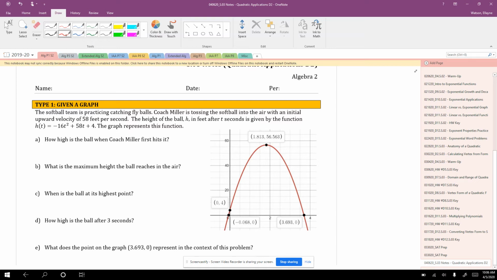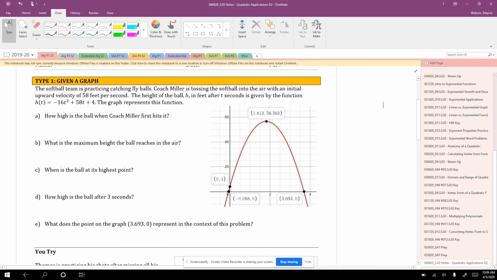Okay. So, first, two problems are when you're given a graph. Similar to the notes from Friday, we'll do the first one together, and then answer the second one on your own. Then we'll switch to when you're not given a graph. We'll do the first one together, and then ask you to answer the second one on your own through Edpuzzle. Okay, so here we go.